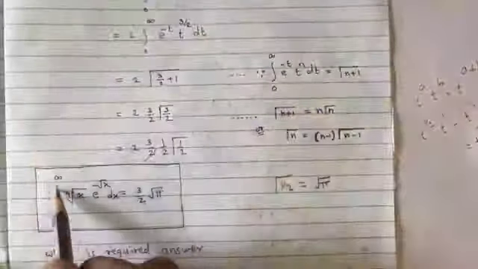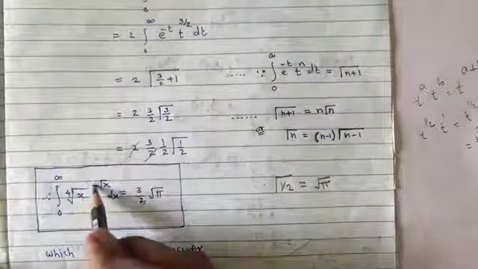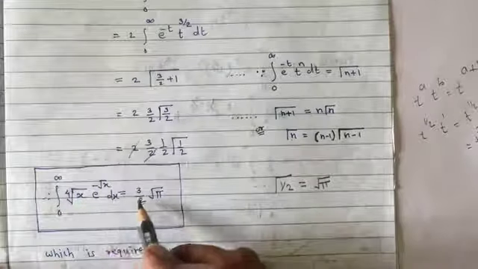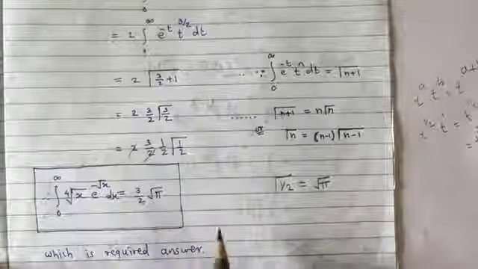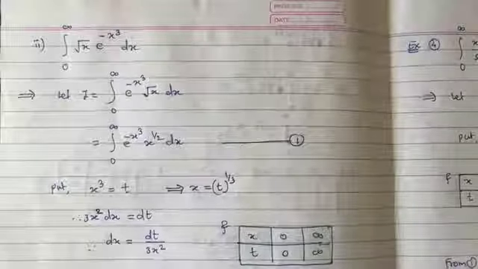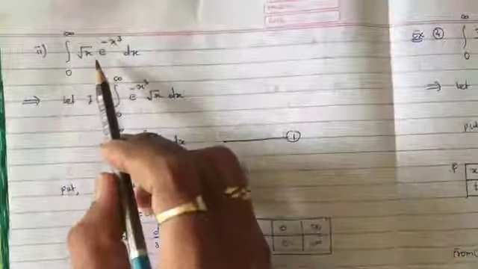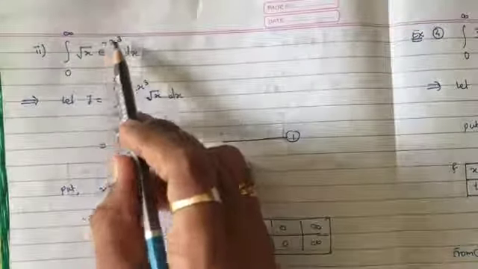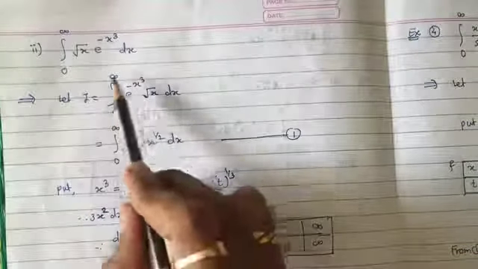So we know that I, the integral from 0 to infinity of the 4th root of x e raised to minus root x dx, is equal to 3 by 2 root pi, which is the required answer. Similarly, you can solve the second homework example, that is the integration from 0 to infinity of root x e raised to minus x cube dx. Here, let I be equal to the given integration.